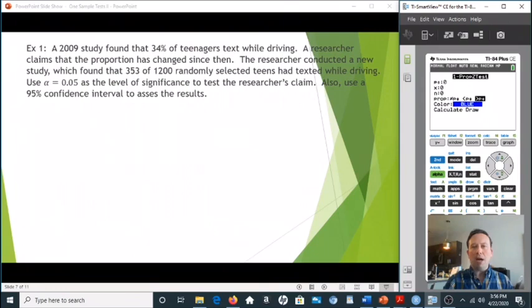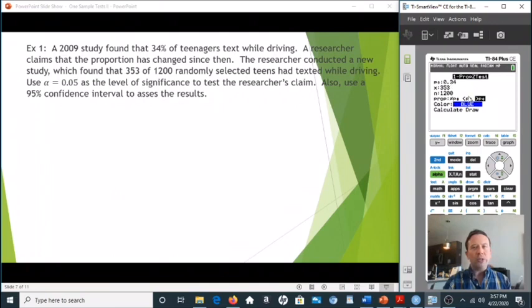Now look at what it requires. It wants to know what's the value of the null or your status quo. Well, that was 0.34. So you type that in. And then we have x and n here. N is the number of people in your sample, which is 1,200. And then x is that smaller number out of the 1,200, which are these teens who were texting while driving. So those 353 get placed there. Then you have to tell the calculator what your alternative hypothesis is.